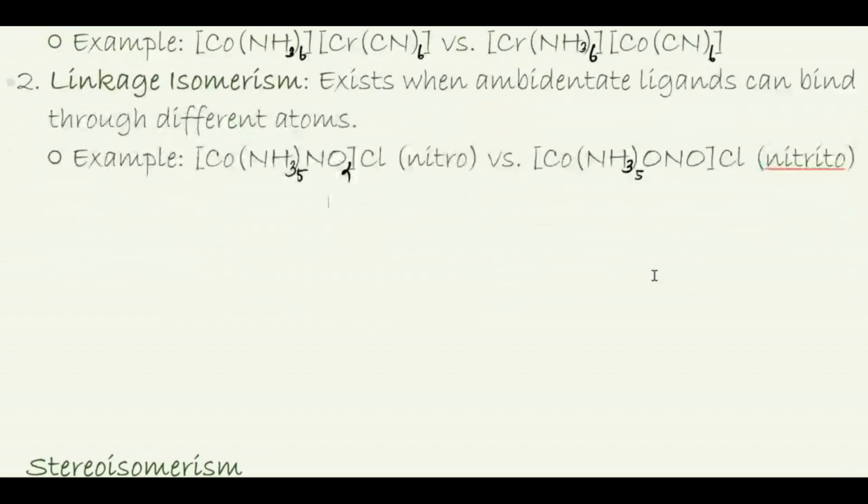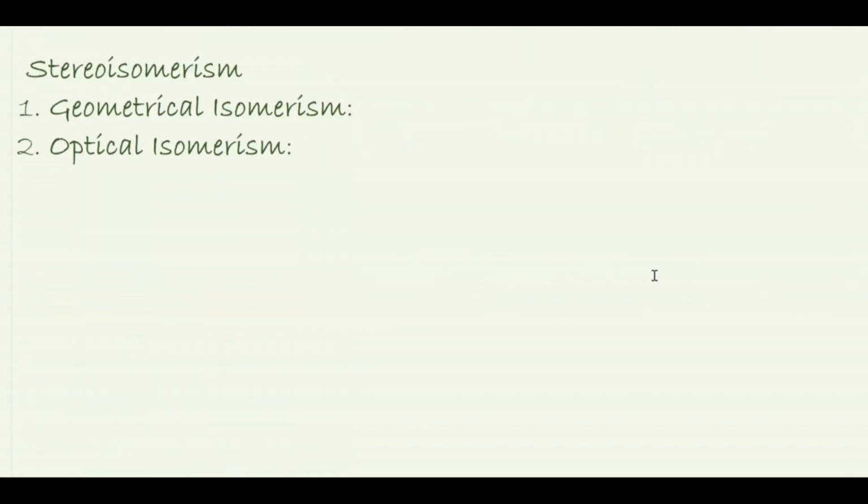the next type, that is stereoisomerism. Many questions can be asked from this part because it is a bit confusing. We'll make it clear for you, and it is important also. The first part is geometrical isomerism. So what is geometrical isomerism? It occurs due to the spatial arrangement of the ligands, especially in square planar and octahedral complexes.